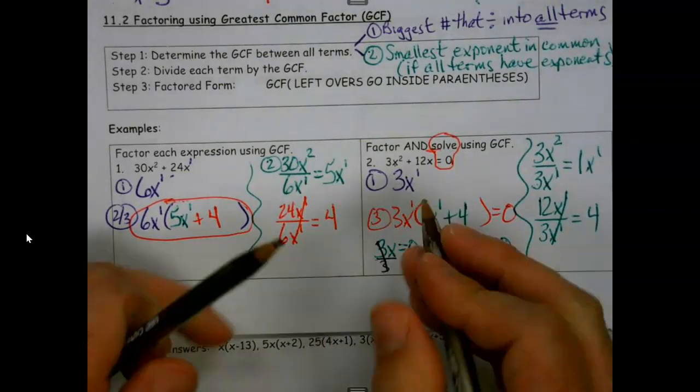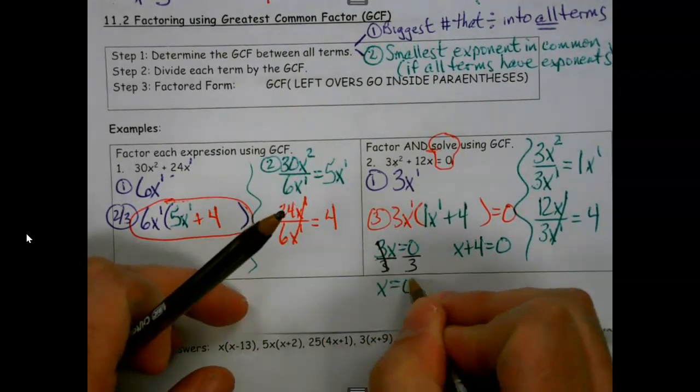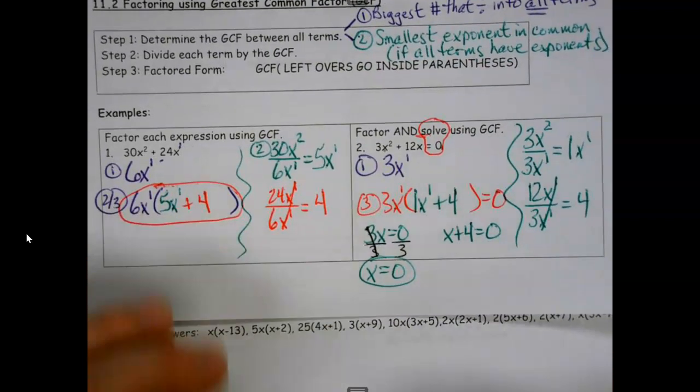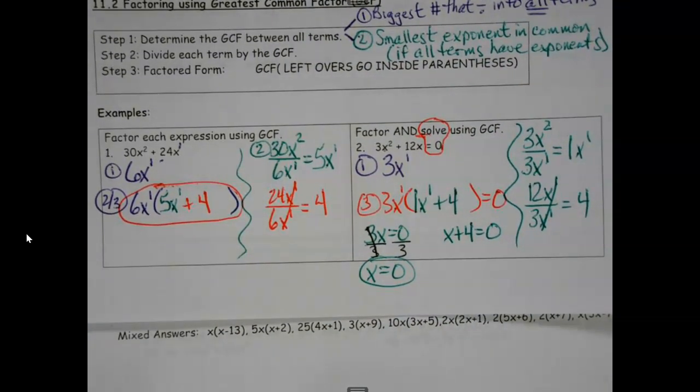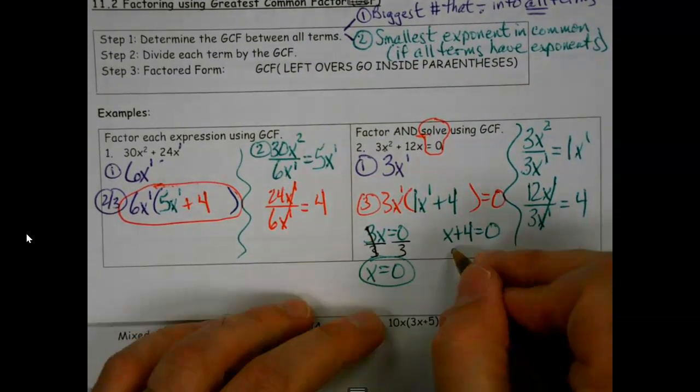Wait, do we have to put it as a point? No. Solve for x. No, we're not looking for any sort of a coordinate today. And then negative 4.